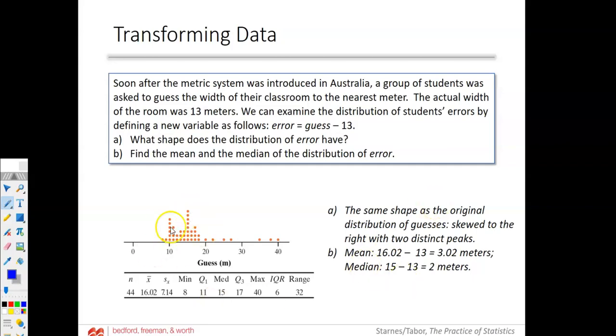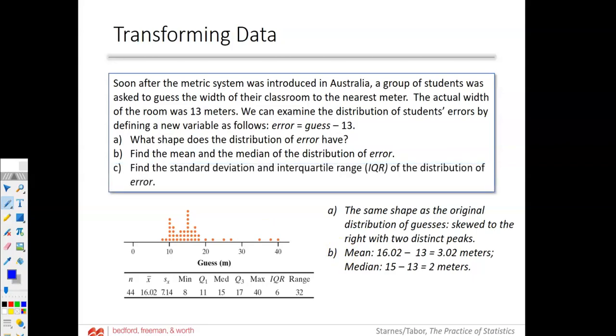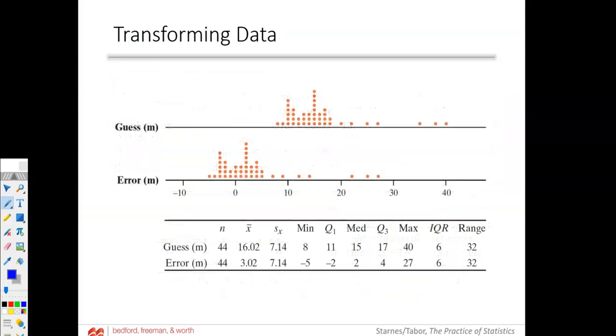So here's the original data pictured here, but the new median and the new mean are affected by subtracting 13. They're 13 smaller. Find the standard deviation. If you subtract 13 from everything, does that affect the measures of spread at all? They're still going to be spread out about the same way, right? So it's still 7.14 for the sample standard deviation, and the IQR is still 6. They didn't change at all. Measures of spread are not affected by adding or subtracting.